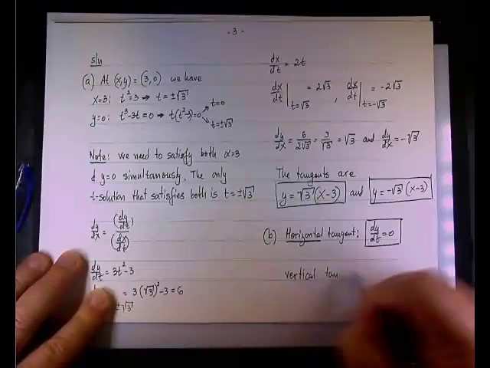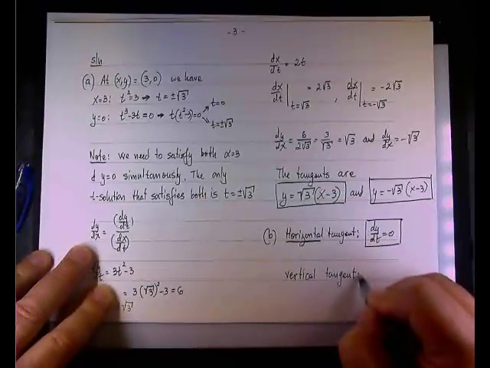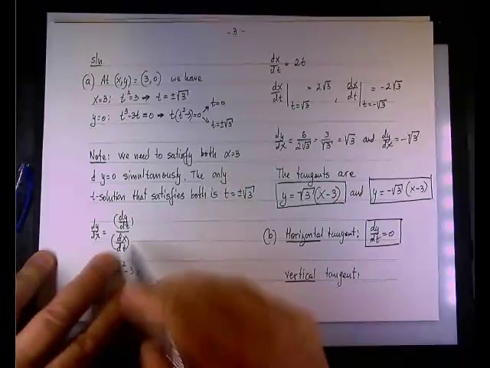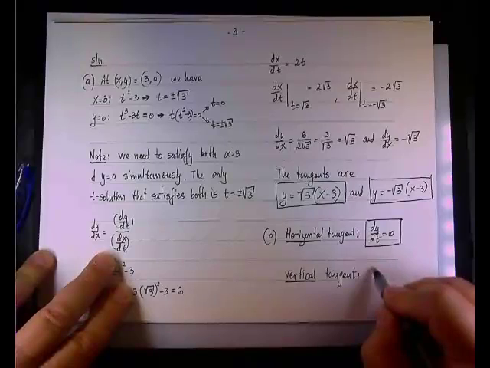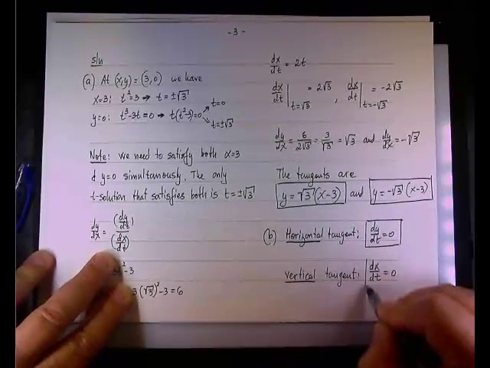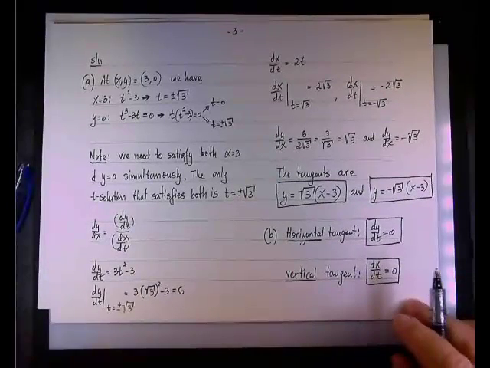For vertical tangent, we want dy/dx to equal infinity. In other words, we want to divide by 0, and therefore we're going to require dx/dt to equal 0.